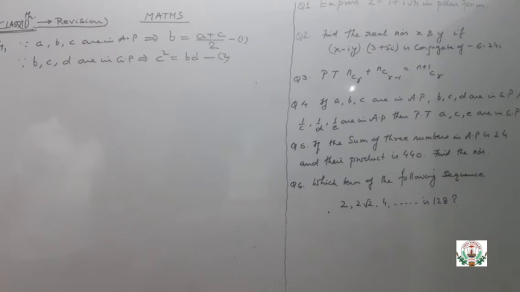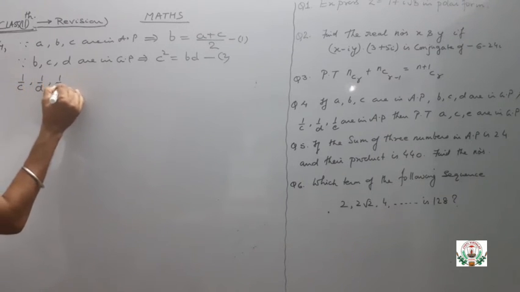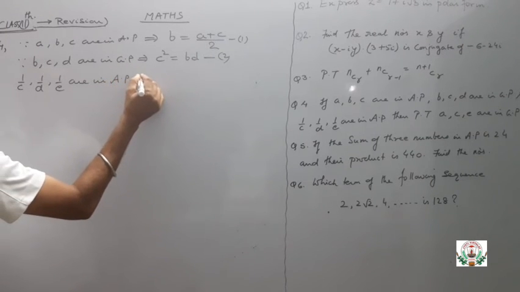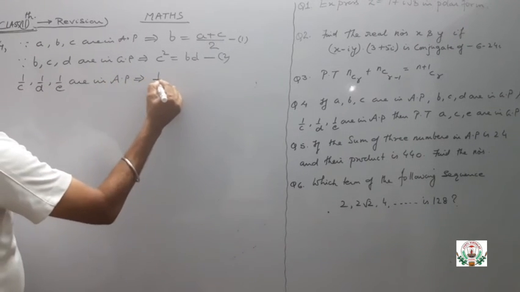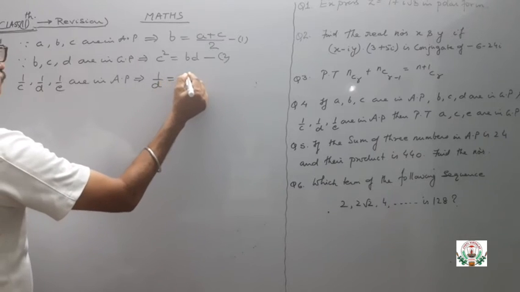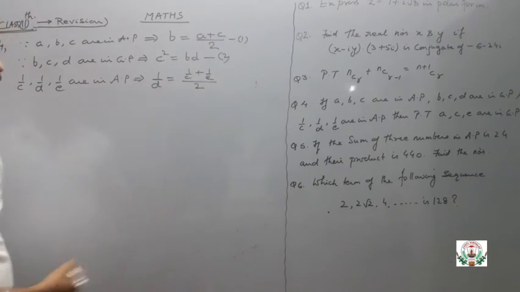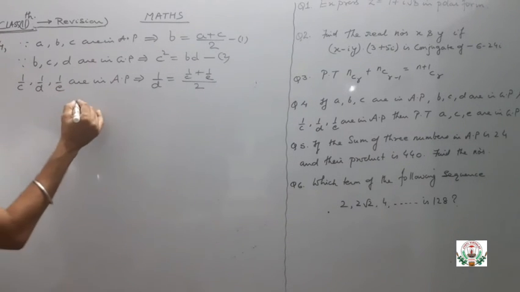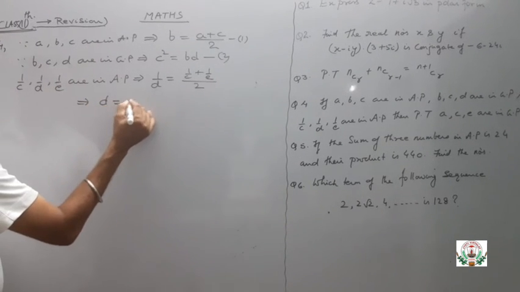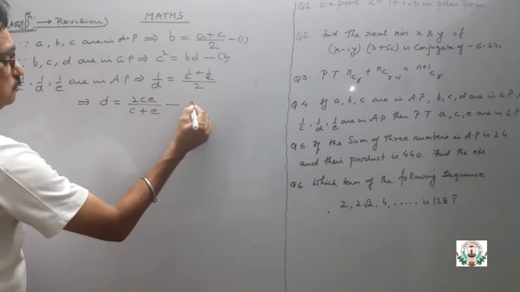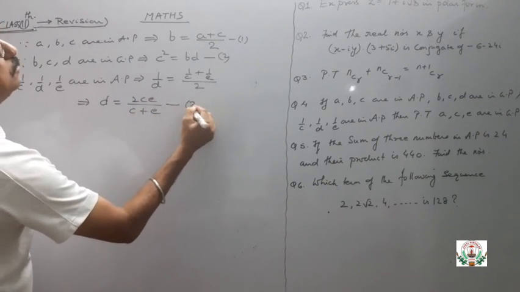Now next is 1 by C, 1 by D, 1 by E are in AP. When they are in AP, again the same thing: 1 by D will be equal to 1 by C plus 1 by E upon 2. When we simplify this, we get D equals 2 times CE upon C plus E. Equation number 3.